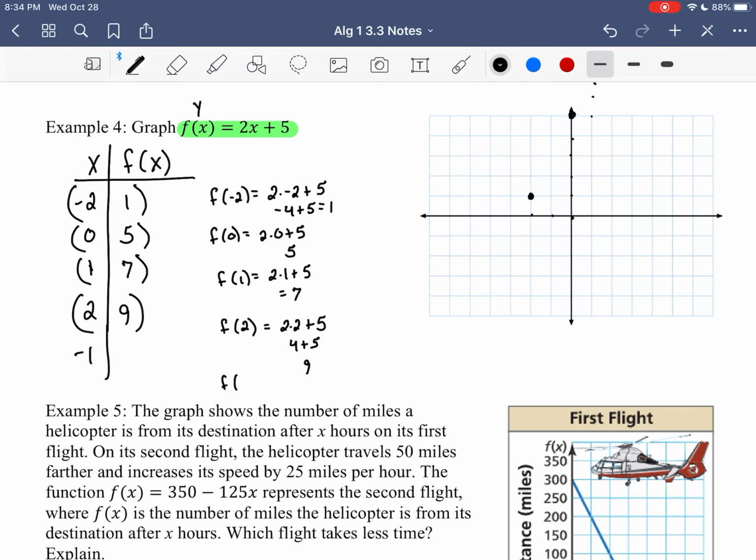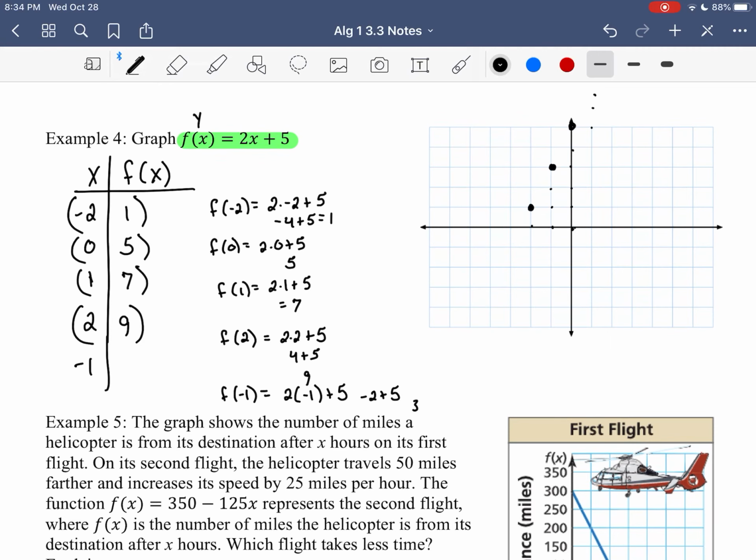Negative 1, f of negative 1, 2 times negative 1 plus 5. Negative 2 plus 5 is 3. Negative 1. Okay. All right, we get a general idea.